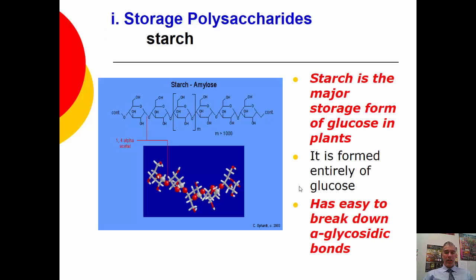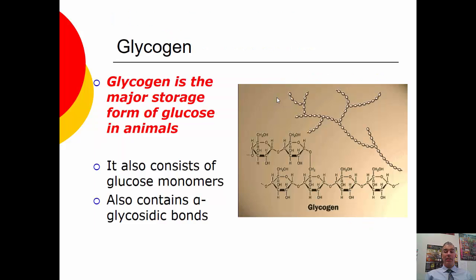So this is showing you starch specifically. You can see here's the alpha-glycosidic bonds right here. Sometimes it's called amylose. It's just another name for starch. And as I said, it is easy to break down. We can break down starch in our bodies. But we cannot break down cellulose.